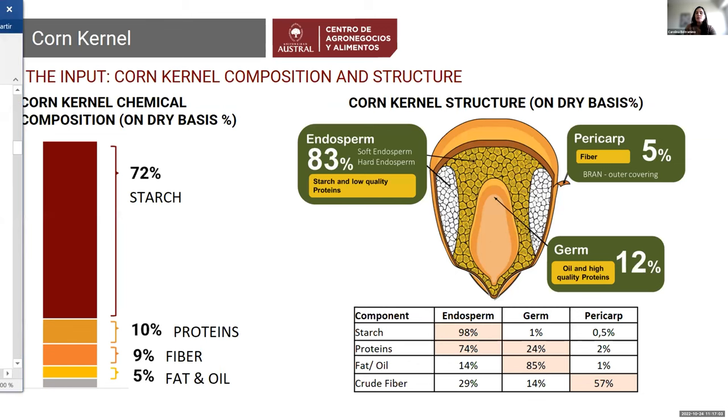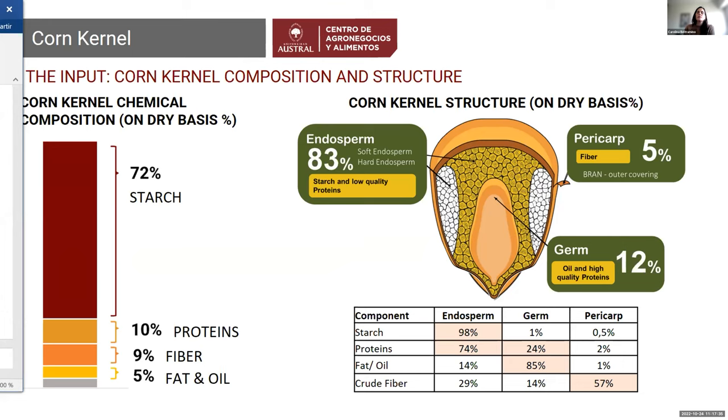But how is it possible that more than 1,000 different products are produced from corn? So now I invite you to see the corn kernel as a container of valuable components and structures. That will make it possible to use it in multiple applications. Corn is basically starch, protein, oil, and fiber, all contained in three main structures that are on the right: the pericarp, the endosperm, and the germ.